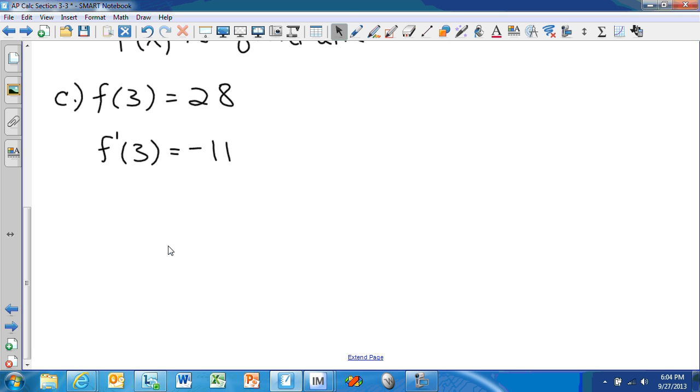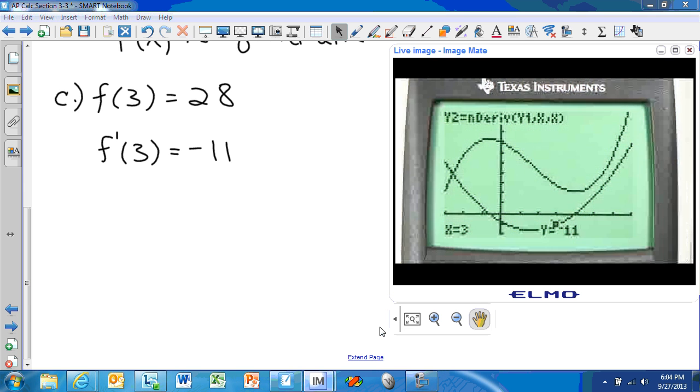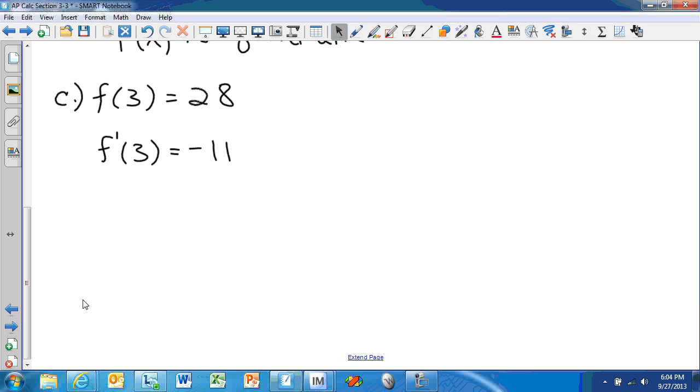Now it also asks us to describe how f prime of 3 relates to the graph at x equals 3. Well, we've talked about this back in chapter 1, but the derivative is negative here. The rate of change is negative. And we said that if the rate of change is negative, then our function must be decreasing. And that's what we see there. Our function f of x was decreasing, and thus f prime of 3 is negative 11. So we can indicate that relationship here.